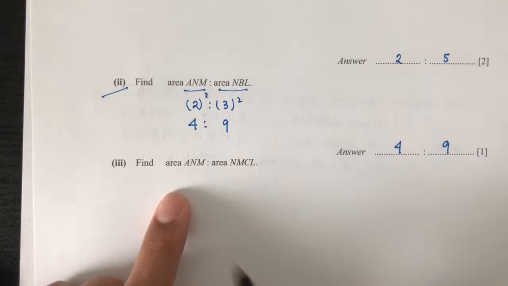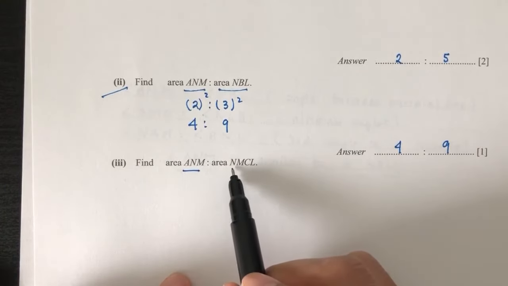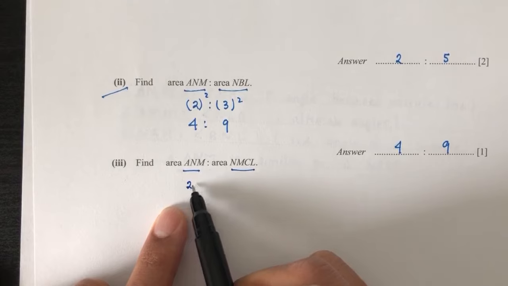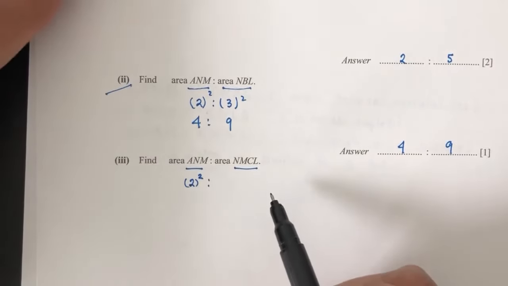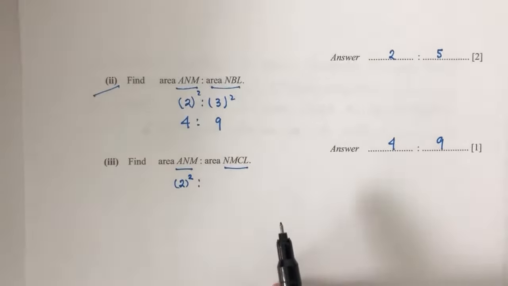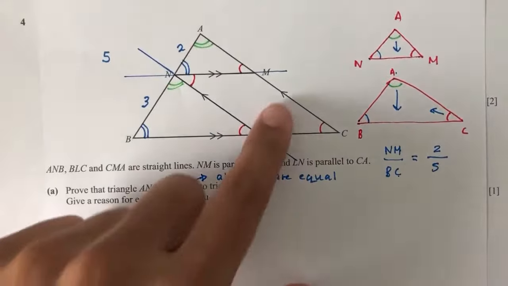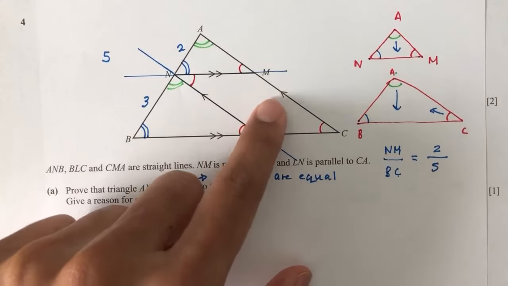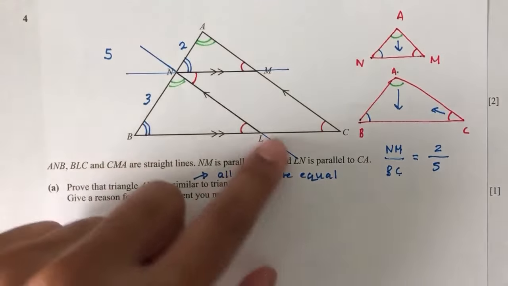So for the last one, find the ratio of area of AMN and NMCL. As you know, here will be 2 square, which is the area. How about this one? Let's have a look. What is this shape? So this shape will be this thing right here. So how do you find this? You have to take the big one minus this one and minus this one.